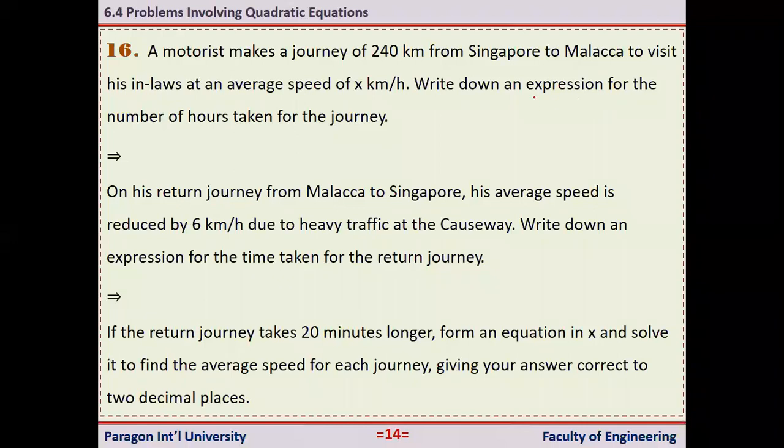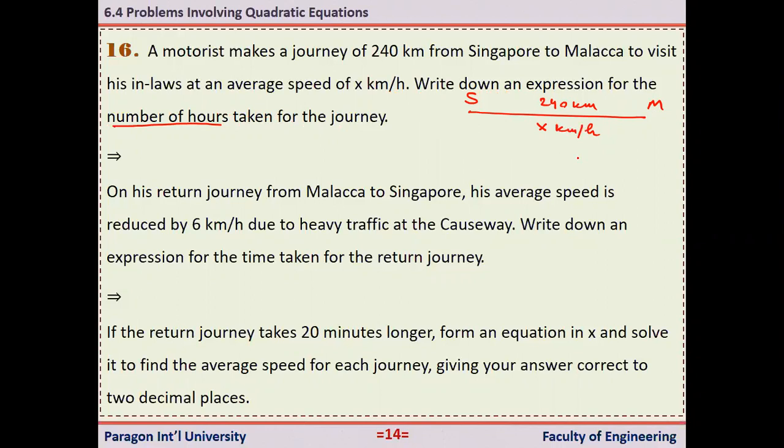Write down an expression for the number of hours taken for the journey. So traveling from Singapore to Malacca, the distance is 240 kilometers, and the speed is also given. Speed is x kilometers per hour.